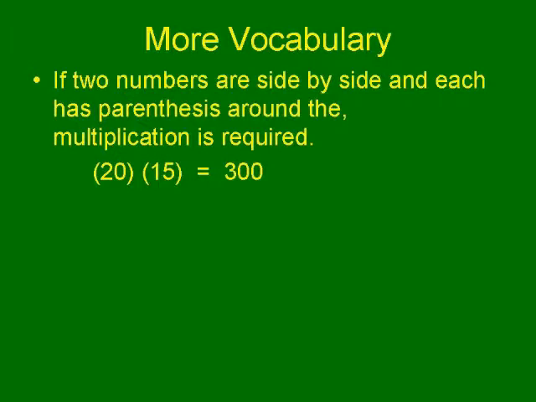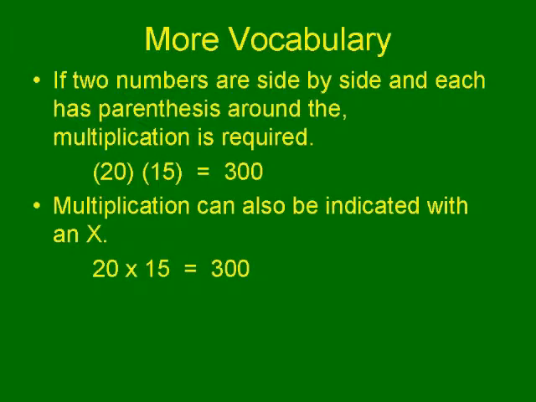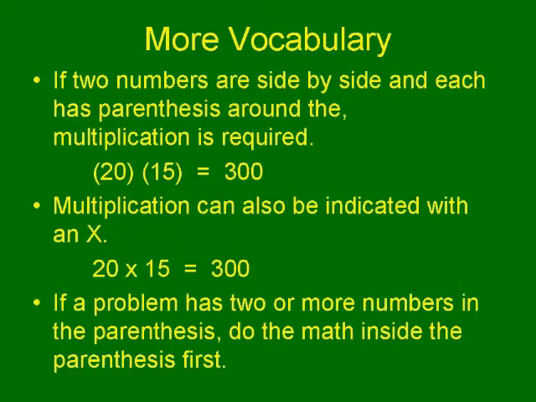If two numbers are side by side and each has parentheses around it, multiplication is required, such as (20)(15) equals 300. Multiplication can also be indicated with an X. 20 times 15 equals 300. If a problem has two or more numbers in the parentheses, do the math inside the parentheses first.